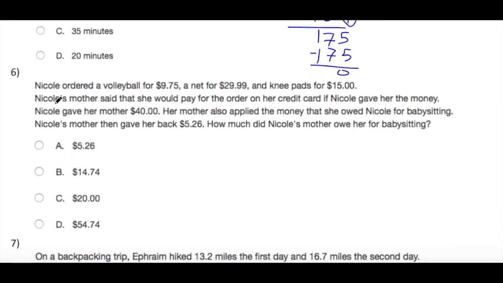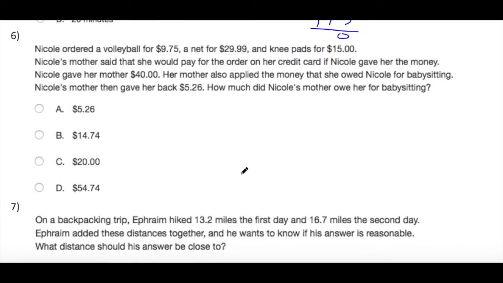Next question. Listen. Nicole ordered a volleyball for $9.75, a net for $29.99, and knee pads for $15. Nicole's mother said that she would pay for the order on her credit card if Nicole gave her the money.